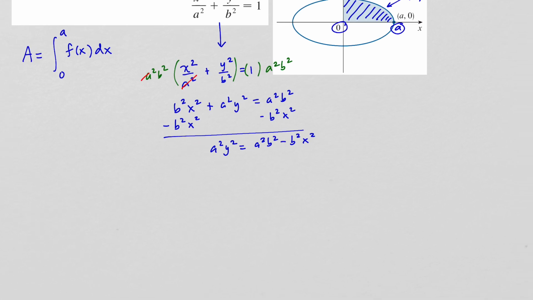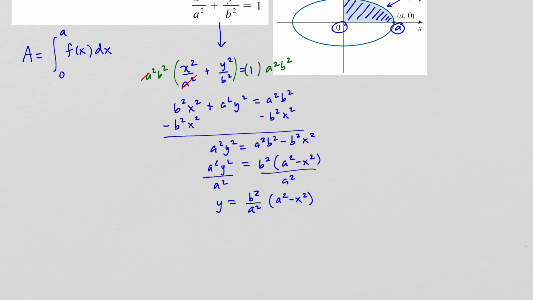Now I would like to point out that you can factor out a b squared on the right-hand side. Let's go ahead and do that. And then to solve for y, we're just going to divide by a squared on both sides, which gives us y equals b squared over a squared times the quantity a squared minus x squared. And the last step is we'll just take the square root of both sides. And this is going to give us y equals plus or minus. Now, the square root of b squared over a squared is just b over a. And then we have the square root of a squared minus x squared.